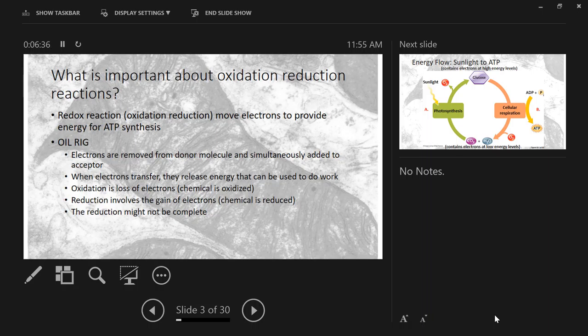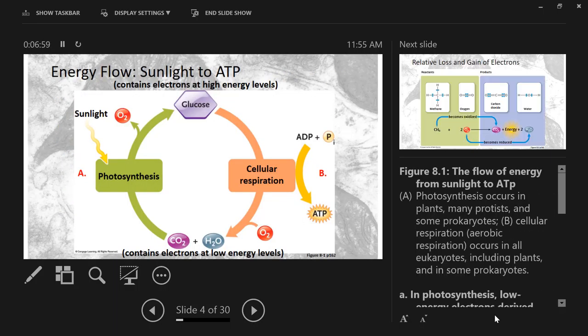That makes sense? Okay, a little bit more about the big picture. Any questions about redox reactions and how they apply to life? It's basically everything is rooting back to the transfer of electrons. As electrons transfer, they release energy. And that energy can be harvested and harnessed to do something, like facilitate a condensation reaction to make ATP. All right, so here's a little bit more of the big picture.